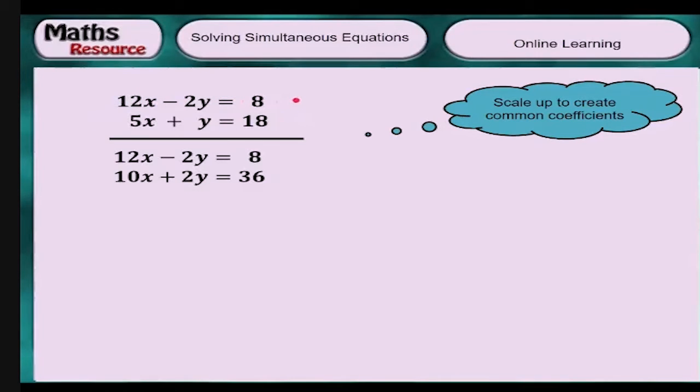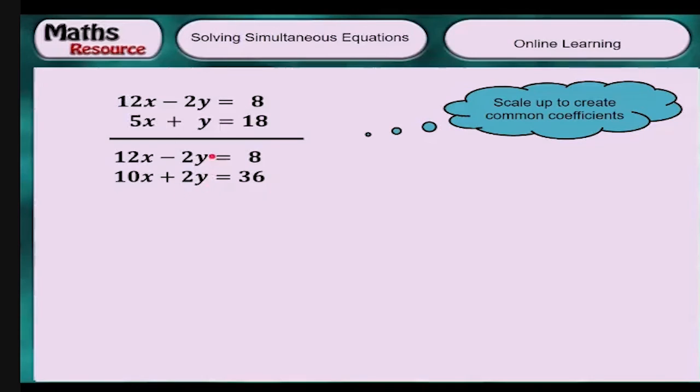So I've multiplied this by 1. 1 times 12x is 12x. 1 times minus 2y is minus 2y. 1 times 8 is 8. So that's done, straightforward. This one, what I've done is I've multiplied everything here by 2. So I've done 5 times 2x, which gives me 10x. Y times 2 gives me 2y. 18 times 2 gives me 36.